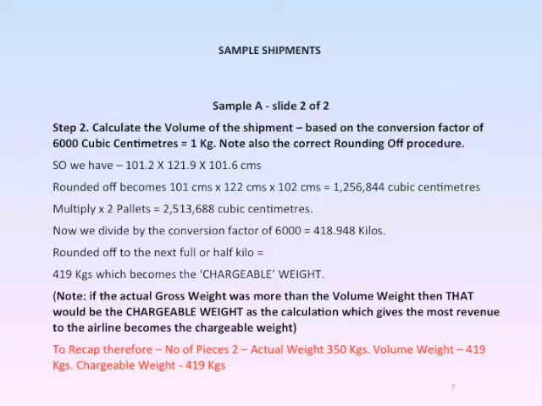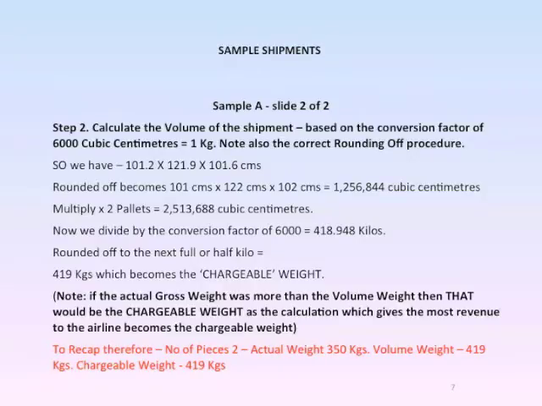1,256,844 cubic centimetres. We now multiply by 2 pallets and we get 2,513,688 cubic centimetres. We now have to convert cubic centimetres to kilo. So we divide by the conversion factor of 6,000 and we get 418.948 kilos. Round this off to next full or half kilo and we get 419 kilos, and this becomes the chargeable weight. The actual gross weight on the shipment is 350 kilos.